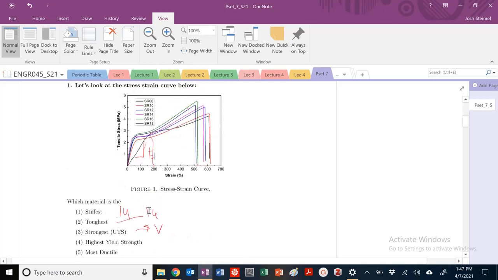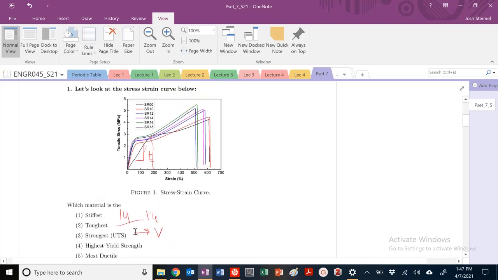What is the strongest? I.e., which has the highest ultimate tensile strength? Well, that would be my green curve here, so it'd be 16. This is my ultimate tensile strength, the largest stress in each of the respective stress strain curves. So there you go.